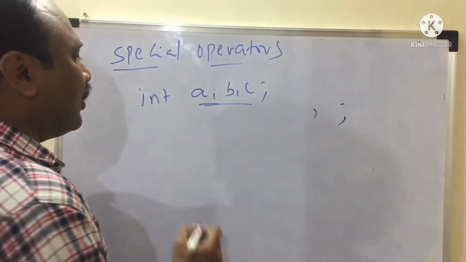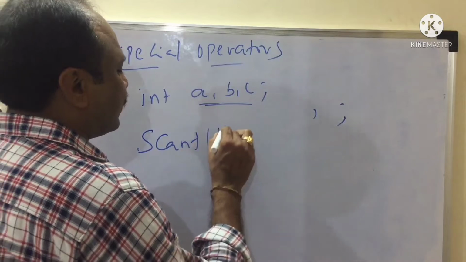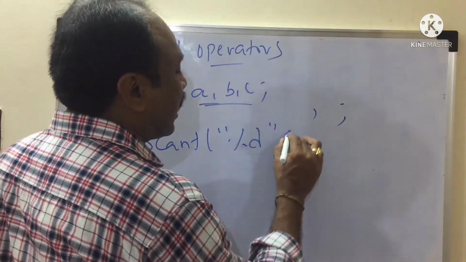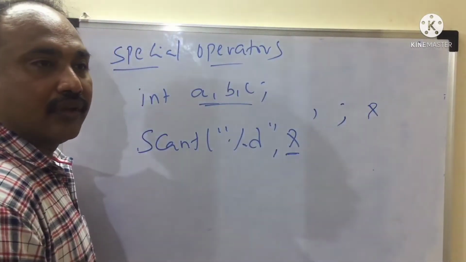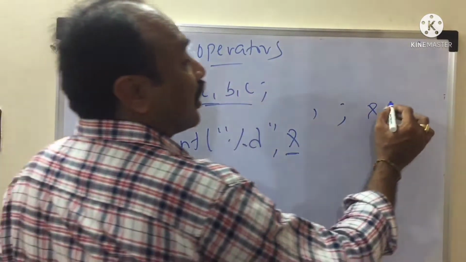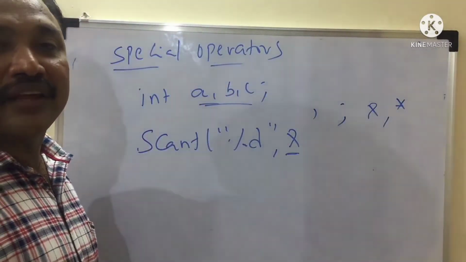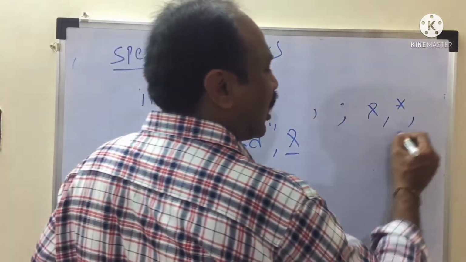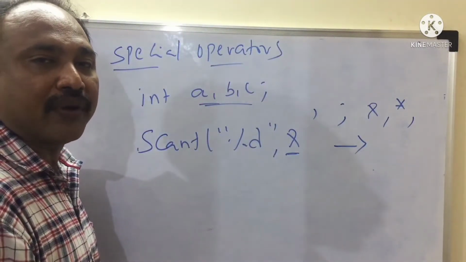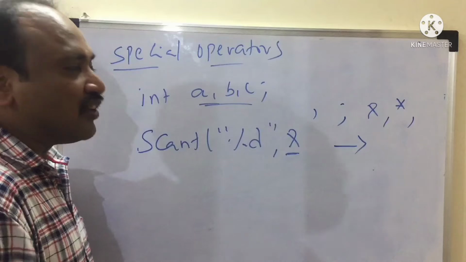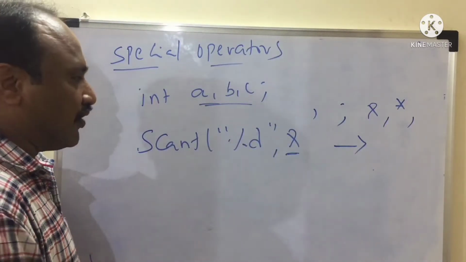In the same way, when you use scanf, percentile d, comma, address. To represent address, we are using ampersand. In the same way, star. Actually, star is not for multiplication. It is used to work with pointers. When you work with pointers, we are going to use the arrow operator. These are some of the special operators we are going to use in our C language.